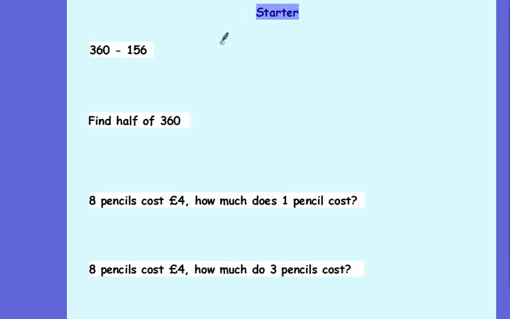Okay, let's go through some answers. I've got 360 take away 156. I'm going to draw a quick sum. 360 take away 156. I want to do 0 take away 6. I cannot do, so I borrow 1 from the 6. 10 take away 6 gives me 4. 5 take away 5 gives me 0. And 3 take away 1 gives me 2. So 204 was your answer for the first one.